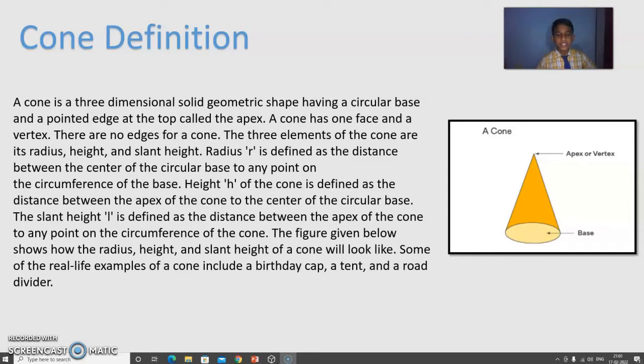Radius r is defined as the distance between the center of the circular base to any point on the circumference of the base. Height h of the cone is defined as the distance between the apex of the cone to the center of the circular base. The slant height L is defined as the distance between the apex of the cone to any point on the circumference of the cone. The figure given below shows how the radius, height and slant height of a cone will look like.